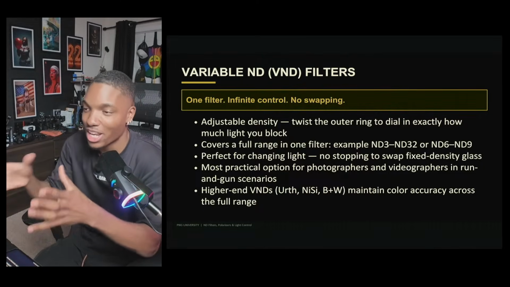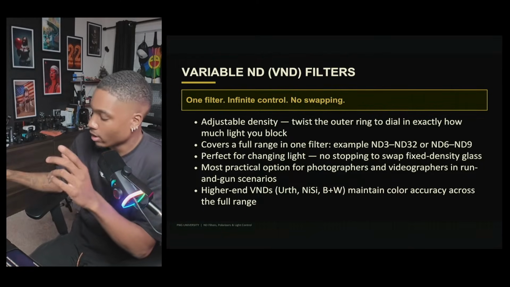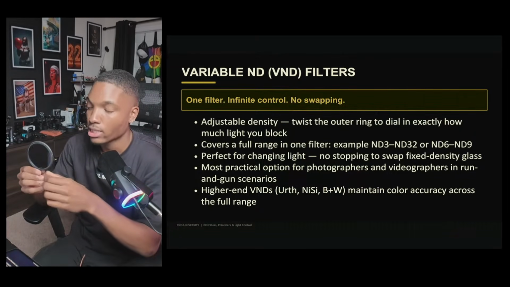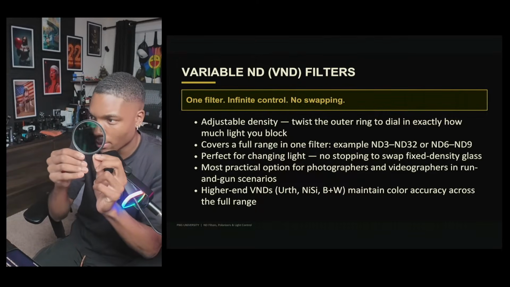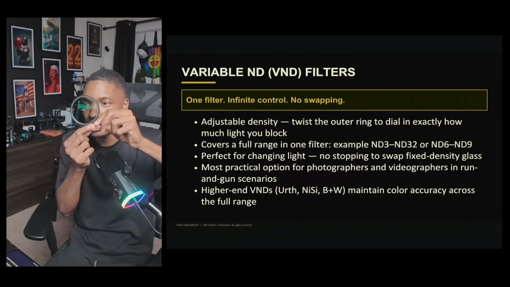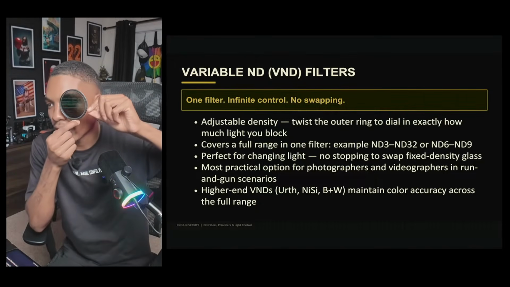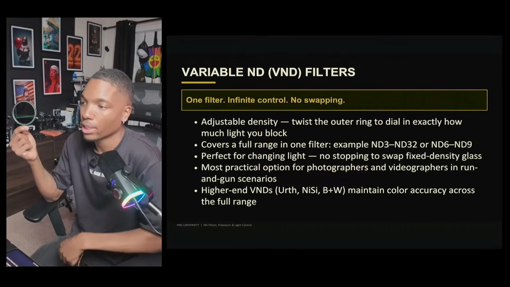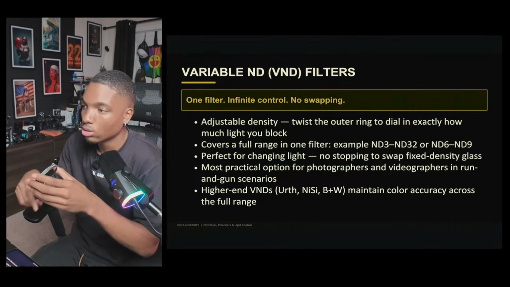It allows you to keep it constant how you want. Like I was explaining, I put it on the slides, and I'm going to be exporting these for you guys, but you can twist it to change the dial to see exactly how much light you want to block out. As you continue to change it, it blocks out more and more light as it goes through. It covers a full range all in one filter, like an ND 3 to 32, which goes from 3 to 32.